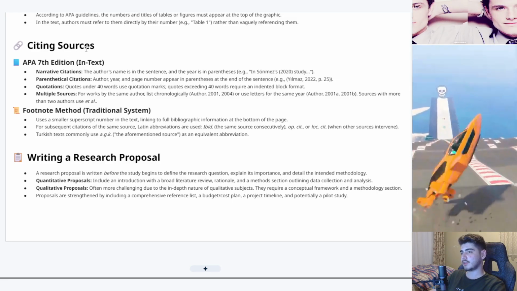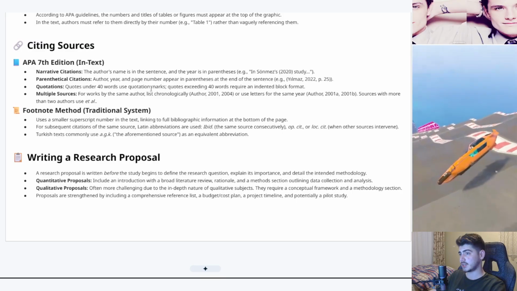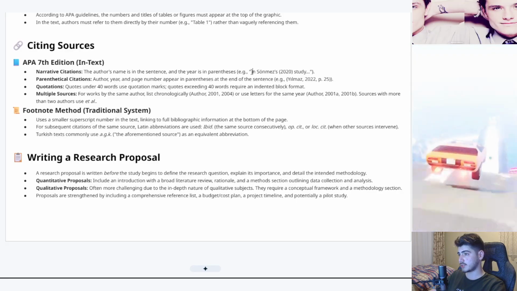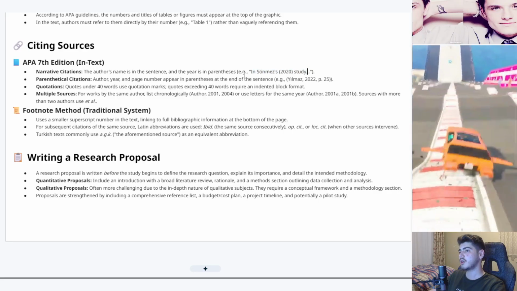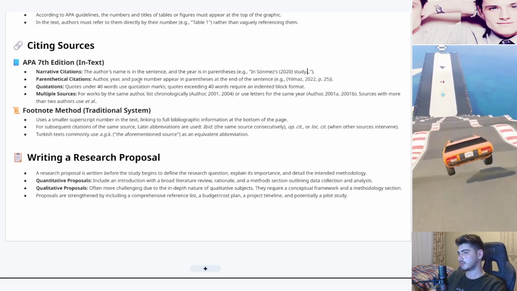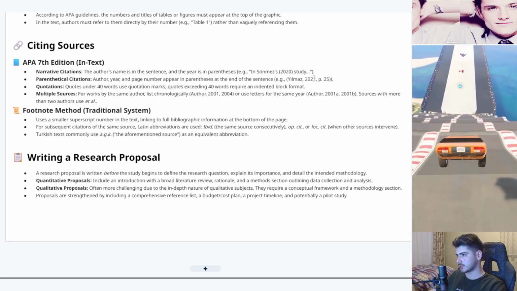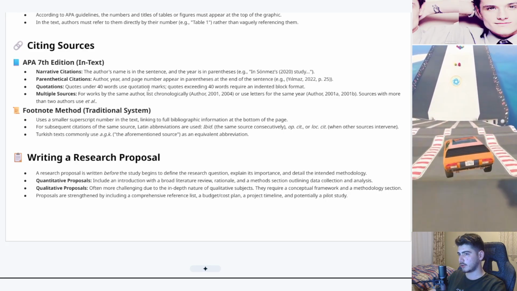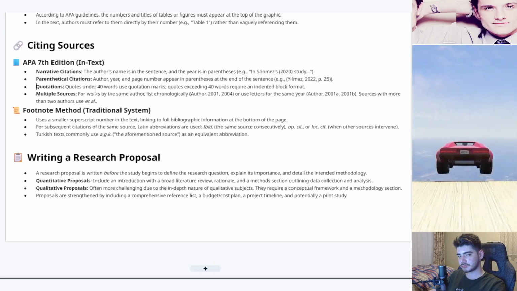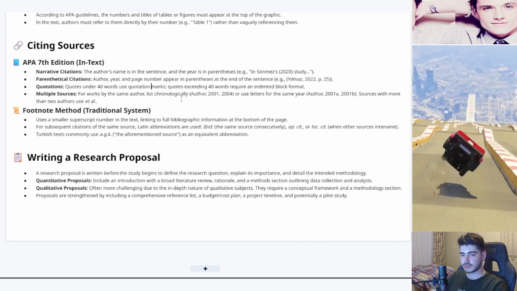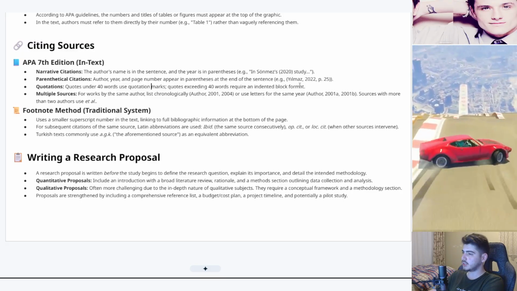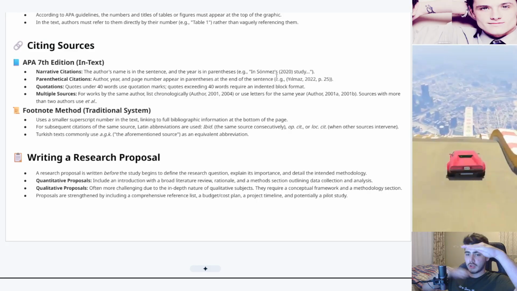In APA 7th edition, how we cite sources is that the author's name is in the sentence and the year is in parentheses, like in Sönmez's (2020) study. Or we can also do author, year, and page number, like (Yılmaz, 2022, p. 25), if we do a parenthetical citation. If we use quotes and they're under 40 words, we use quotation marks. If they exceed 40 words, we require an indented block format.